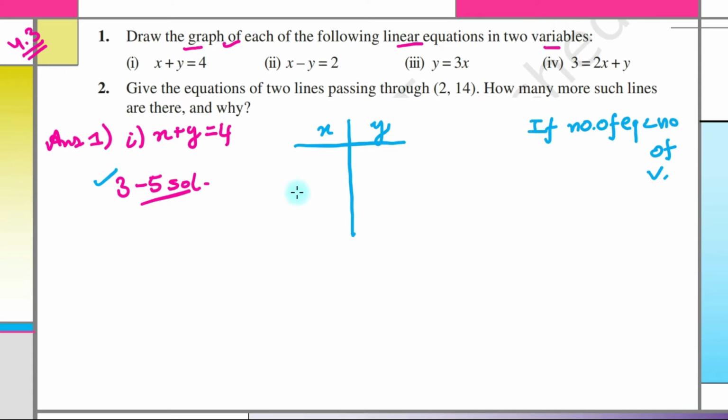Basically, we are going to find 3 to 5 solutions and write them in x comma y form, that is, in point form. We write the value of x first and the value of y second. Then we take these 3 to 5 solutions and plot them in the plane, and after plotting them we connect the dots. That's how we draw the graph of each of our equations.